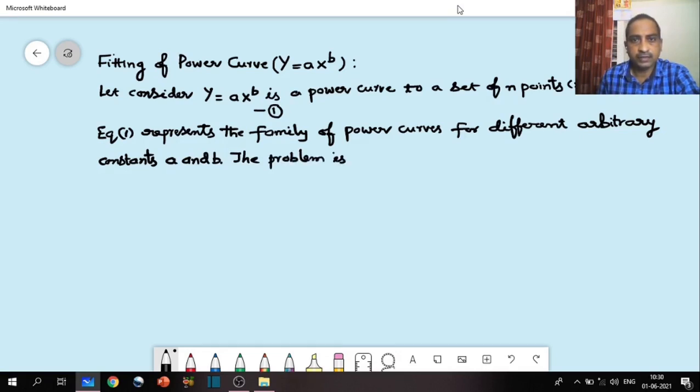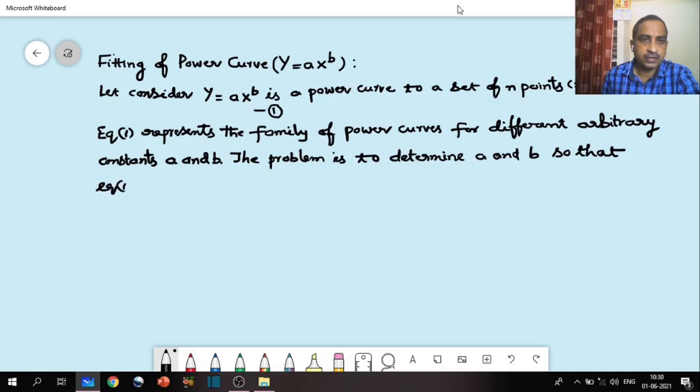So the problem is to determine a and b so that equation 1 is the line of best fit. Now this equation is in a non-linear form, that's why we convert it into linear form.